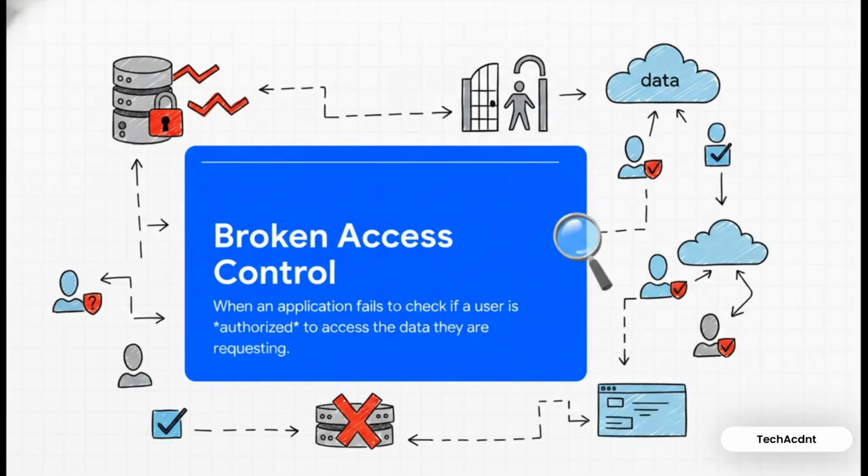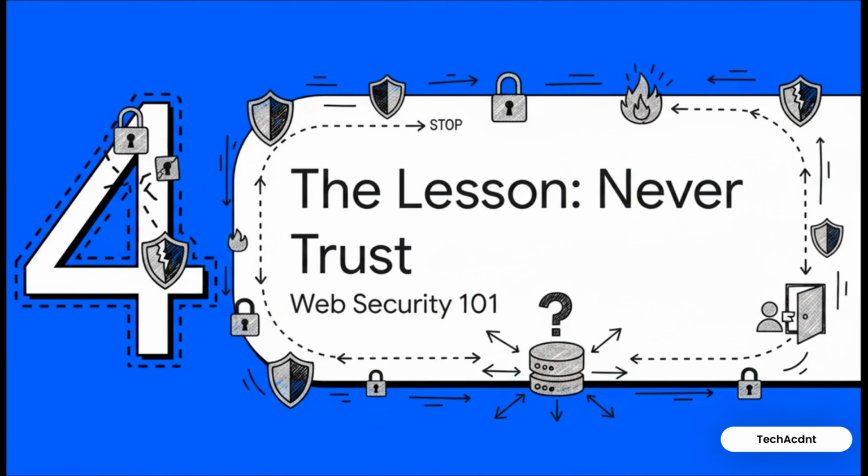Now, this kind of security flaw has a proper name. It's called broken access control. And honestly, it's one of the most common and dangerous vulnerabilities out there. It happens when a server confirms who you are, but completely fails to check what you're actually allowed to do or see. So, what's the big takeaway from all of this?